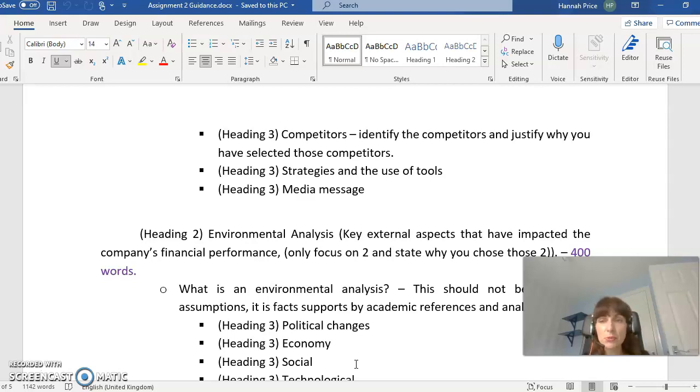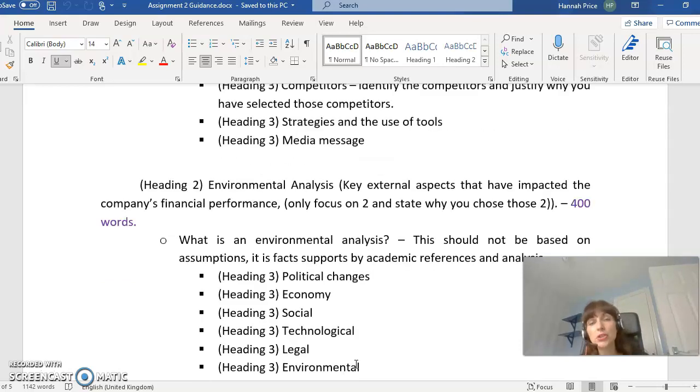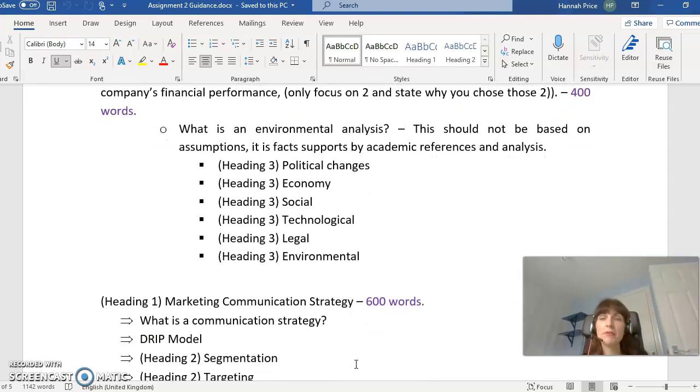Again, we've only got 200 words for each one, but if the organisation has been impacted politically by some factors, what were they, why were they, what happened? Again, multiple sources here, or we might be looking at the economy or social, etc. So we pick 2 out of the 6.